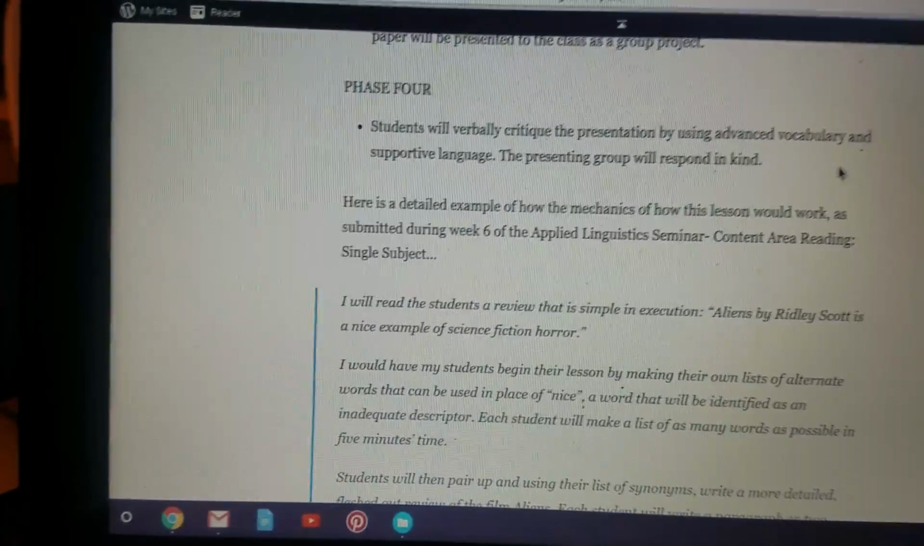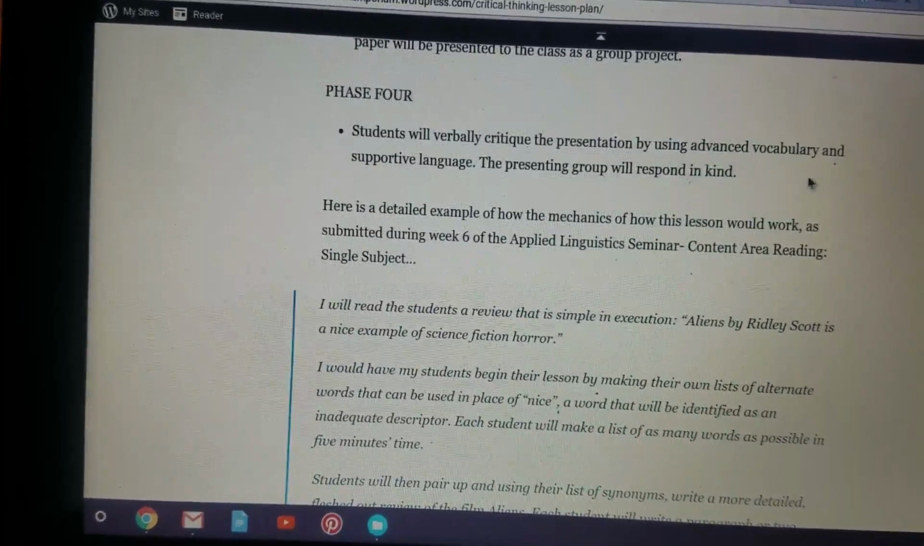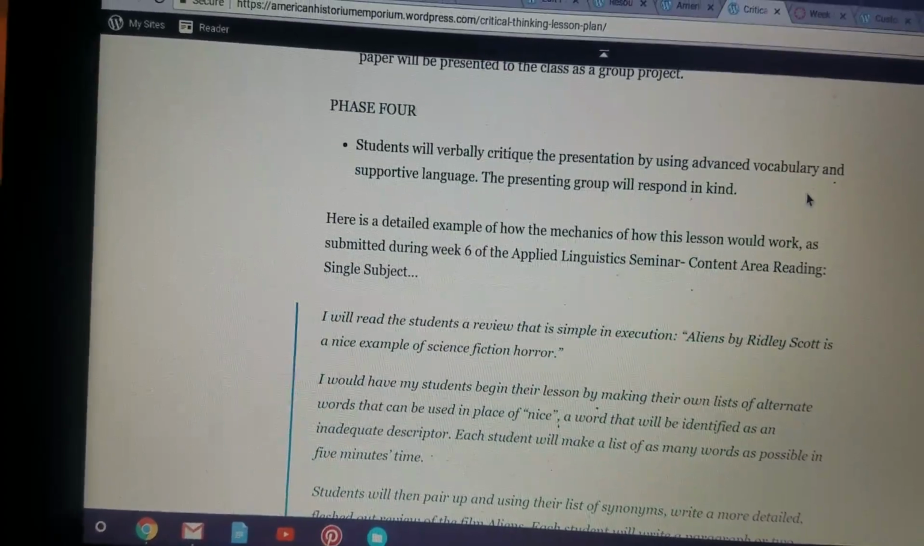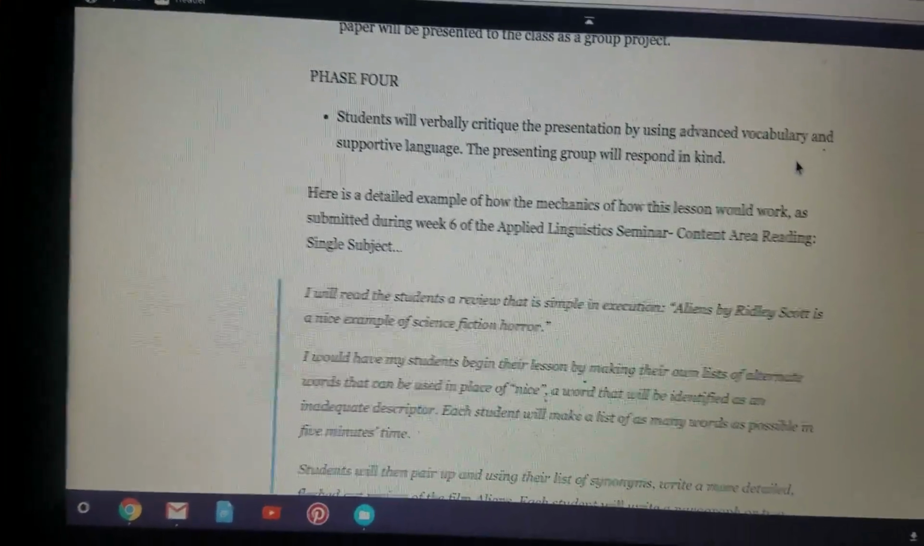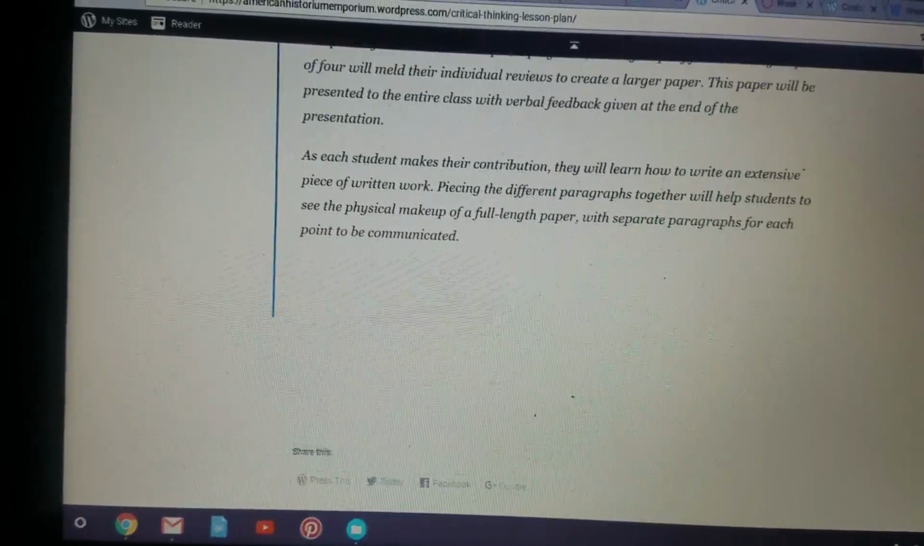Then they would present their project verbally to the class, and students would respond in kind. And the idea would be to use advanced vocabulary and constructive criticism. So here I have a written example of how that would work.